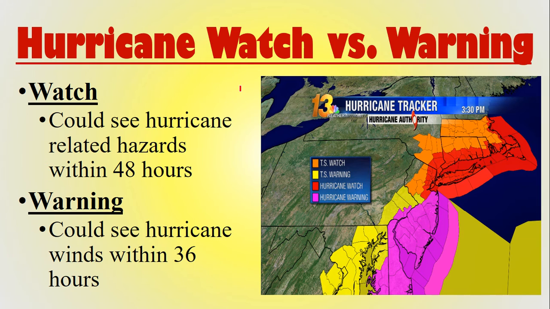Now, there are hurricane watches and hurricane warnings. A watch means you could see hurricane related hazards within 48 hours. And a hurricane warning means you could see hurricane winds within 36 hours. There are also tropical storm watches and tropical storm warnings. They're related to hurricanes as well because it goes from a tropical low, then a tropical depression, then a tropical storm, then you get a hurricane.